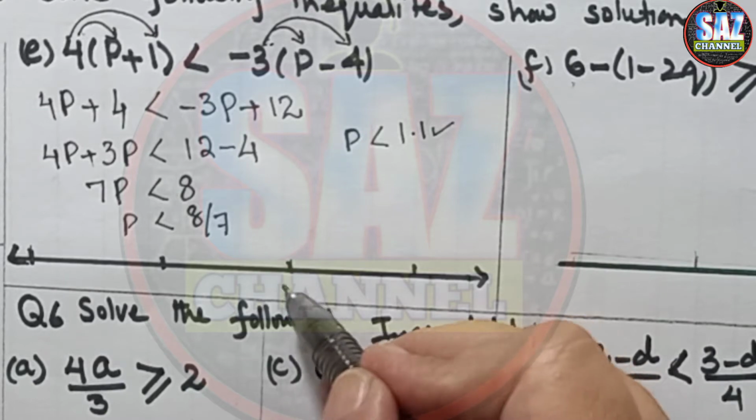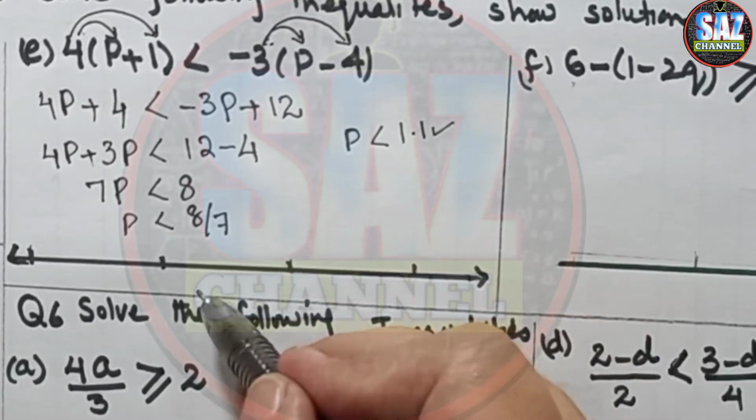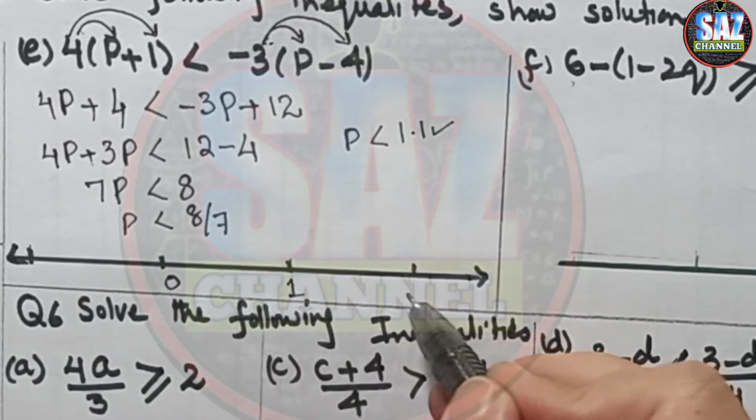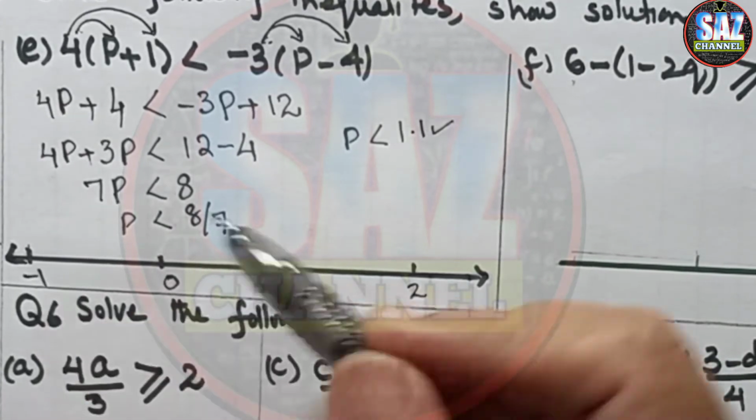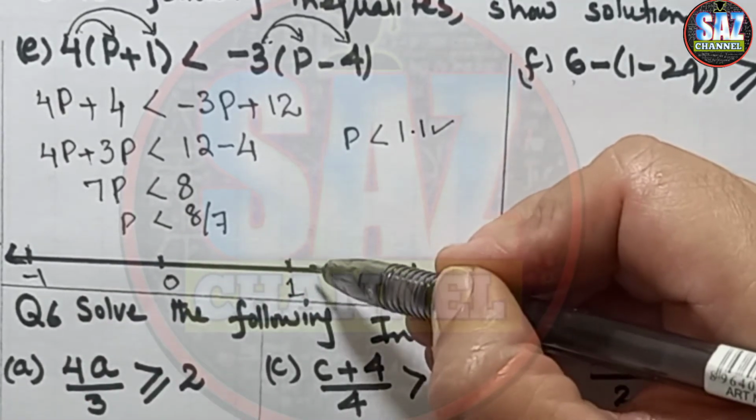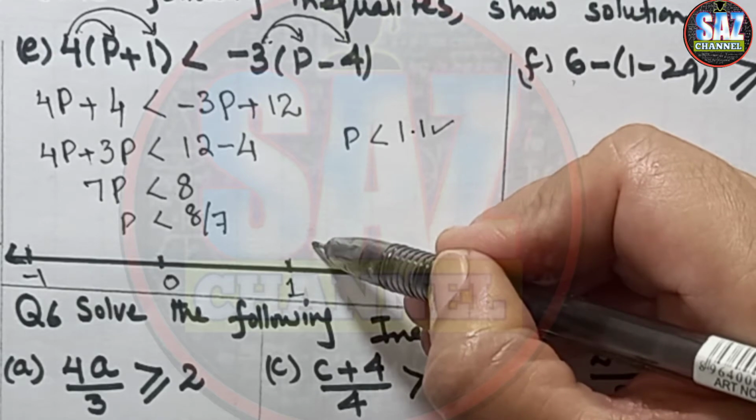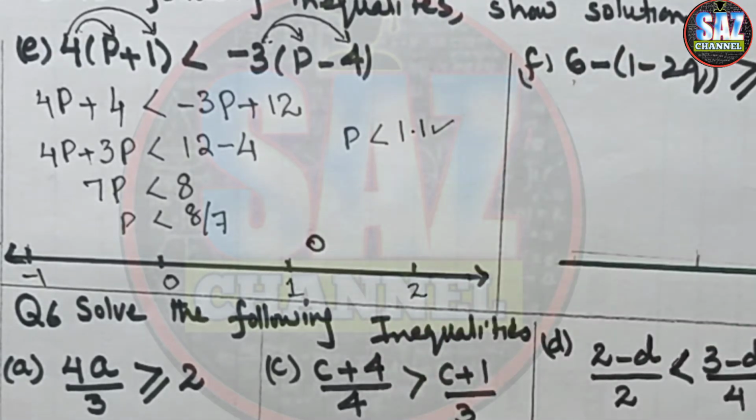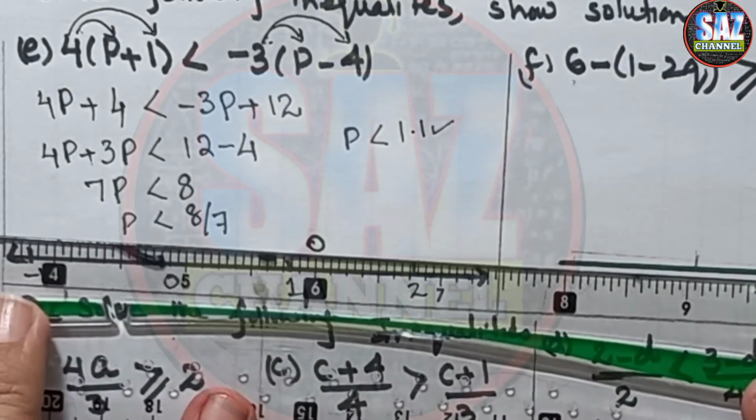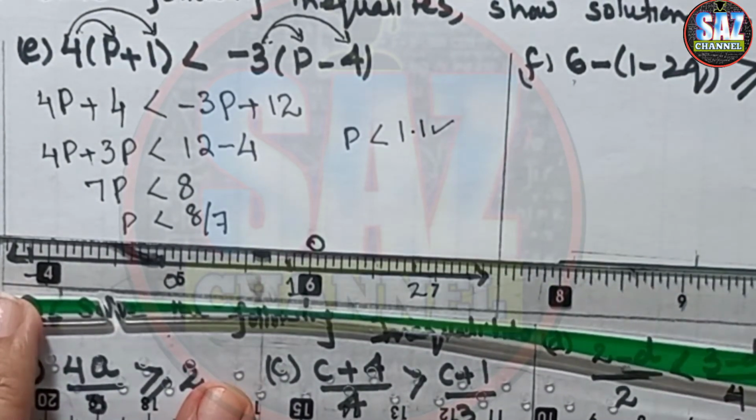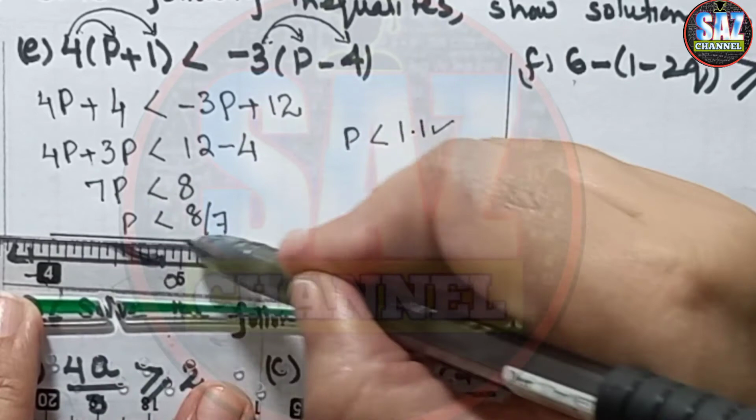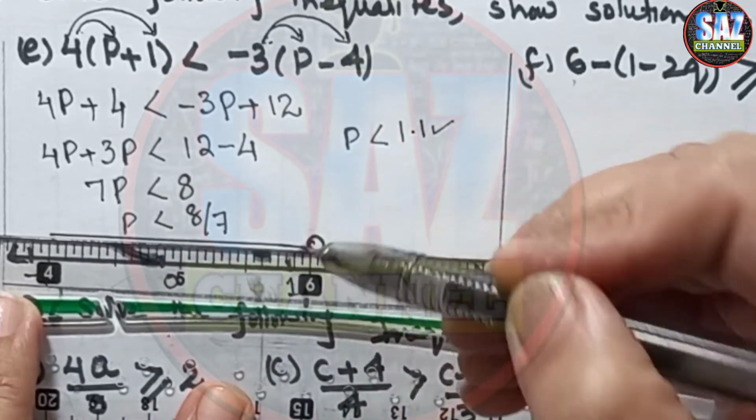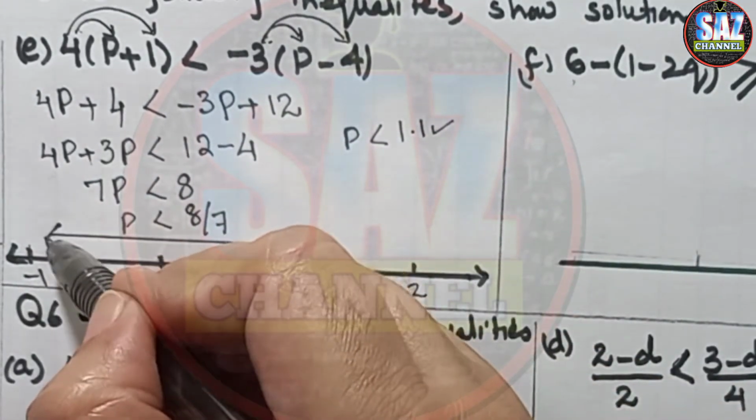So if I'm marking 0 here, this is 1, this is 2, and this is -1. So 1.1 will be a little after 1. The solution will begin from this point, and I will mark a hollow dot because it's just a less than condition, and my number line will be moving from this point towards the left-hand side. I hope you are clear about this question.